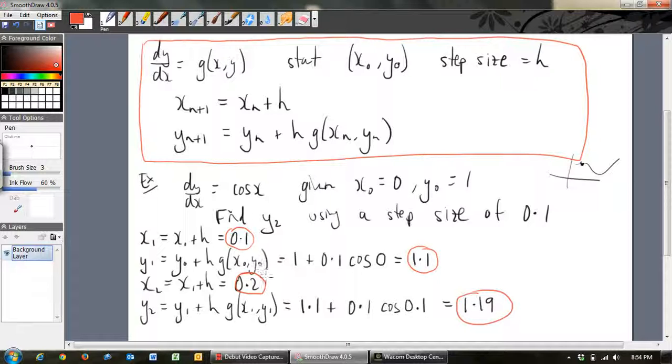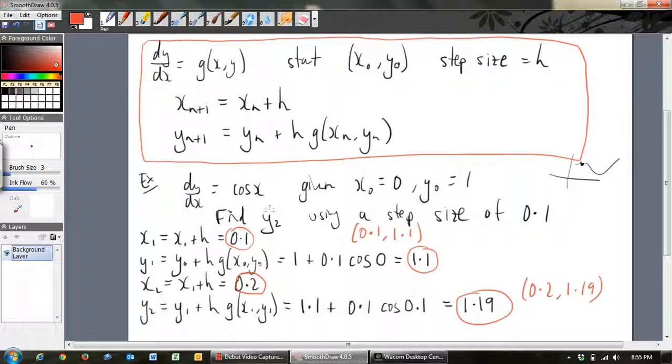So there's y2. So our x2 value there, and our y2 value here. And so what this is saying is that when x is equal to 0.1, y is approximately equal to 1.1. This next lot of values here is saying that when x is equal to 0.2, y is approximately equal to 1.19. So this is what it's saying.